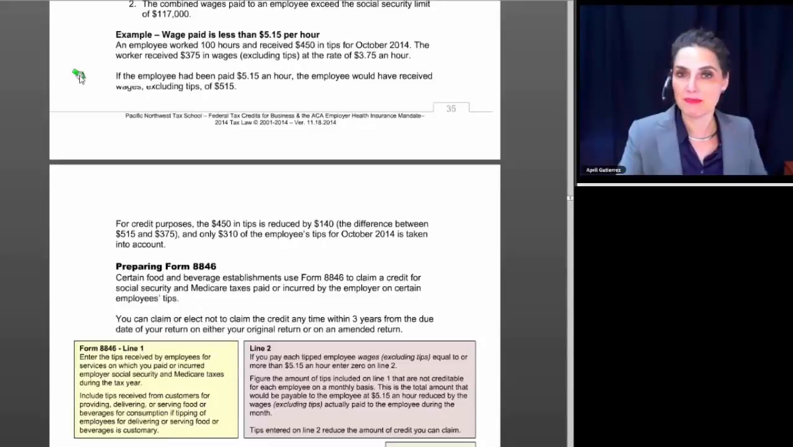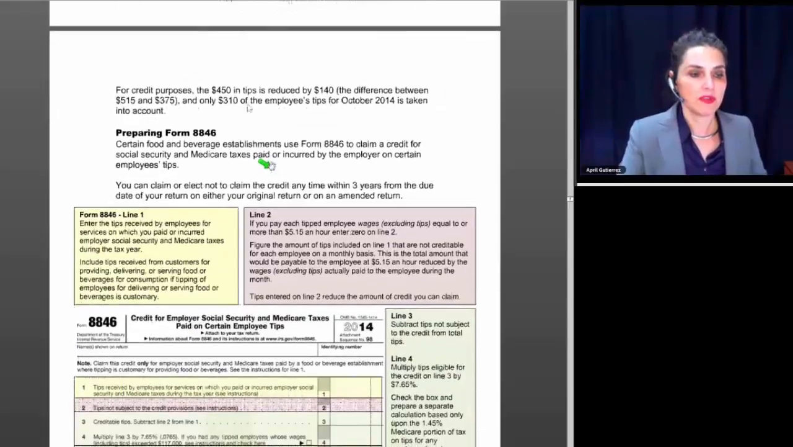If the employee had been paid $5.15 an hour, then the employee would have received wages excluding tips of $515. So the employee received $375 in wages and $450 in tips, and the amount of credit that the employer is going to be eligible for is essentially going to be $515 subtracted from $375 plus $450. So for credit purposes, the $450 in tips is reduced by $140, the difference between $515 and $375, and only $310 of employee tips for the month is taken into account.